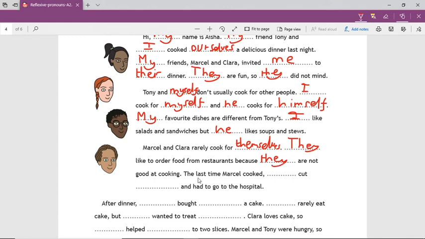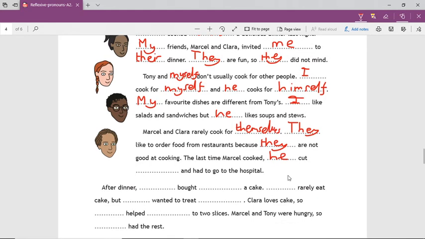Next up, the last time Marcel cooked, he, because it's talking about Marcel, but not from his own perspective, so you're talking about Marcel as the object, so it's he cut himself. That becomes the reflexive pronoun we're going to use. He cut himself and had to go to hospital.